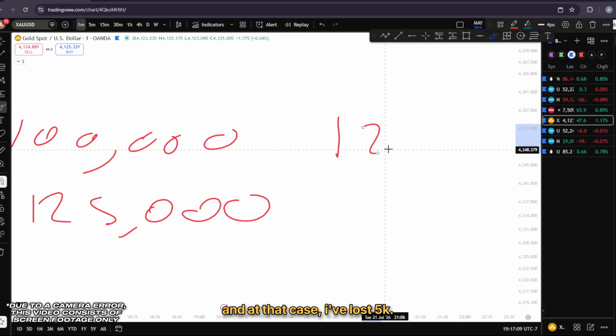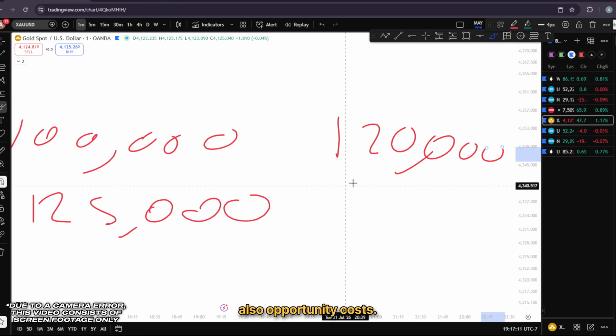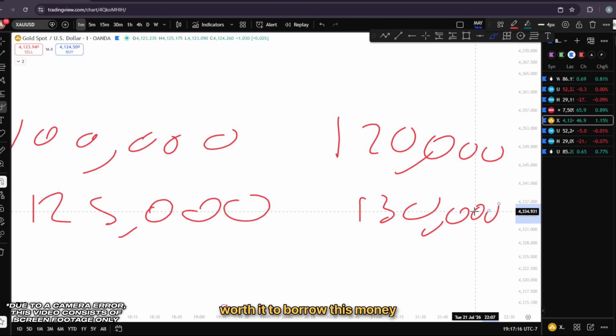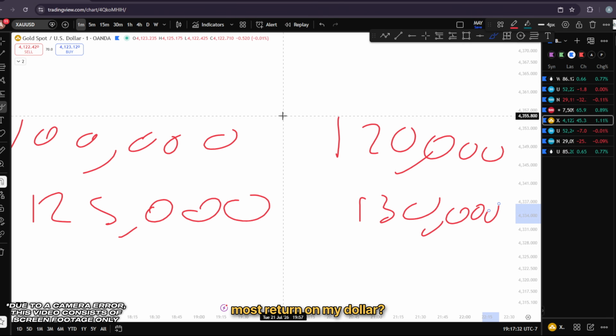And in that case, I've lost $5K. Or, there's also opportunity cost. Maybe I'm only going to make $130,000 on this. And it's like, was it worth it to borrow this money to only make $5K on it when I could have invested it elsewhere? So this is really a simplified version of how the investor is going to look at the market. They're always trying to find a way: how can I make the most return on my dollar?